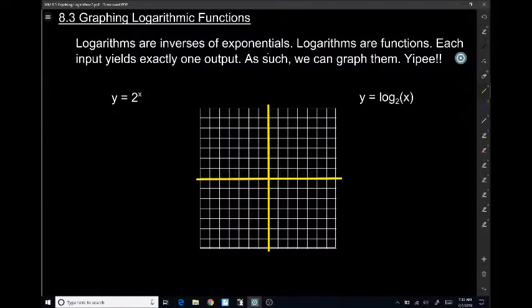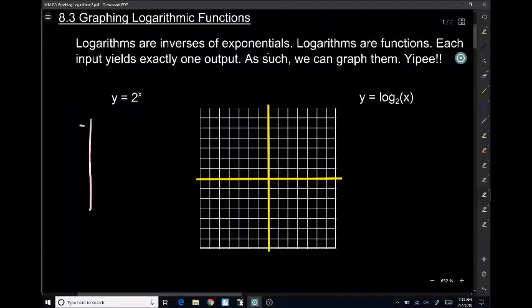Chapter 8, Section 3 is on graphing logarithmic functions. Now, logarithms are the inverses of exponentials, and as such, they're functions. Each input goes to exactly one output, which means that we can graph them, which I'm sure is an exciting prospect for all of us.